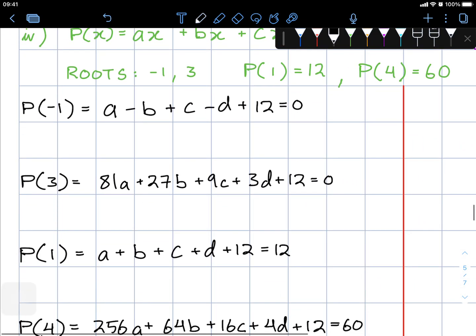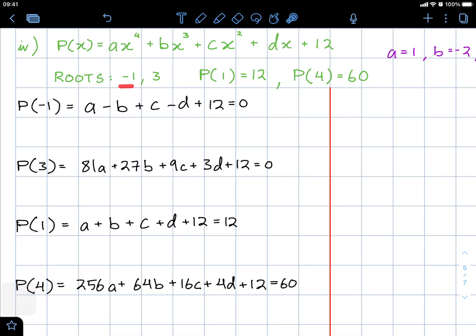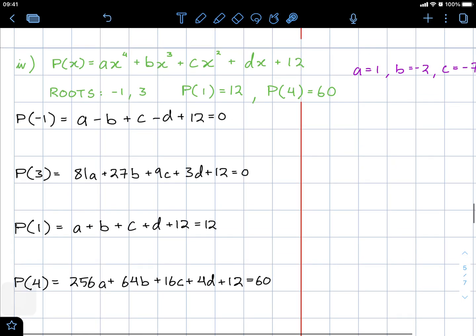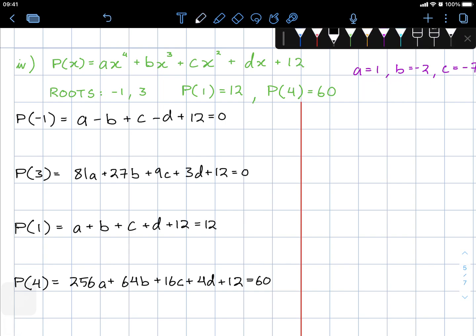So I've already substituted the values given to us here. And if you haven't yet noticed, in order to solve an equation with 4 different variables, we must have 4 unique equations. So for that we need 4 different pieces of information. So I've already substituted all of those. What I'm going to do now is arrange it so that they're all in the same form. So this is going to be A minus B plus C minus D equals negative 12.